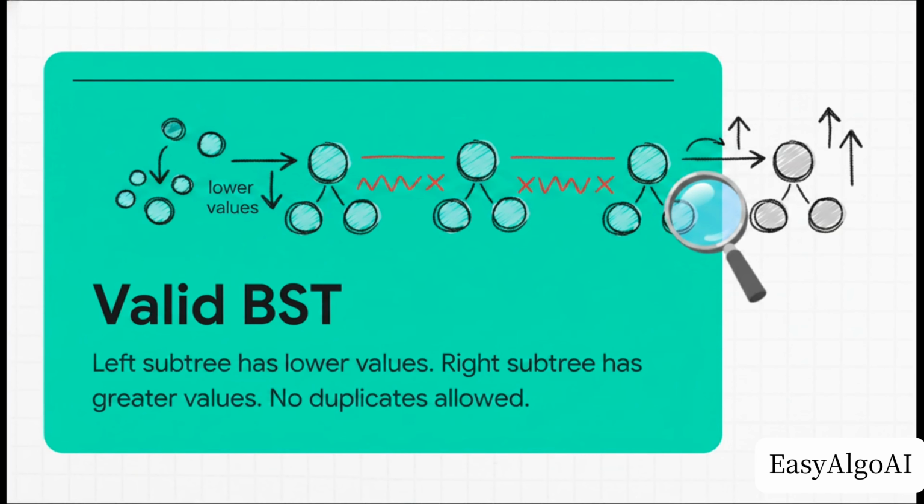All right, Section 1, defining the valid BST, the rules of the land. So what makes a valid binary search tree, or BST for short? Well, it's a binary tree where every single node must follow two strict, uncompromising criteria to maintain a legally sorted order. First, a node's left subtree can only contain nodes with values strictly lower than that node's value. And second, its right subtree must contain only nodes with values strictly greater than the node's value. Notice I said strictly. This means absolutely no duplicates are allowed. Every single node has to pass this test.